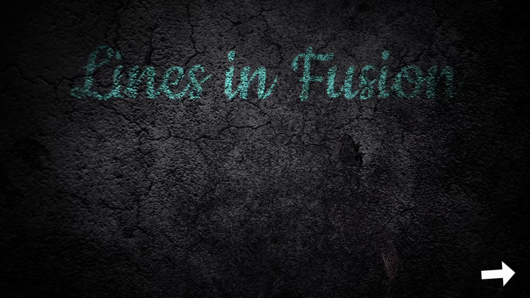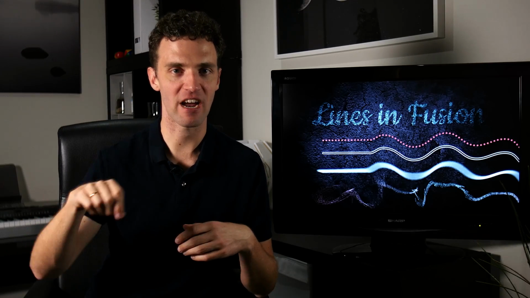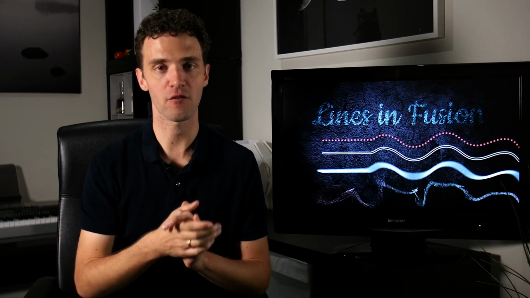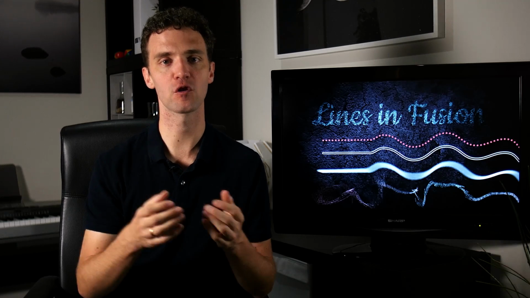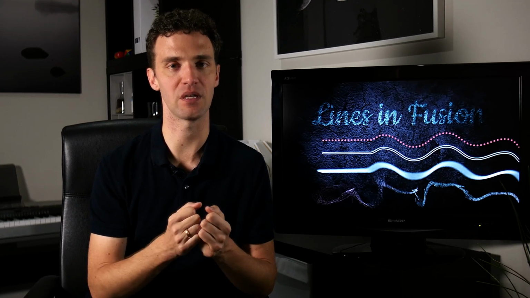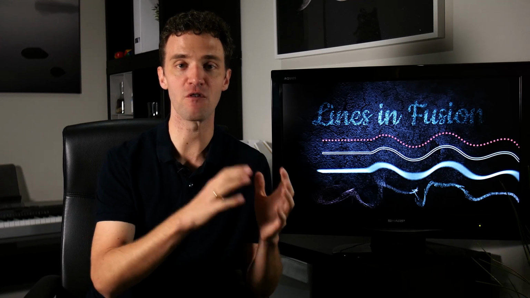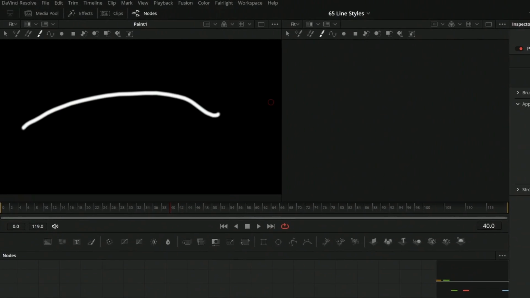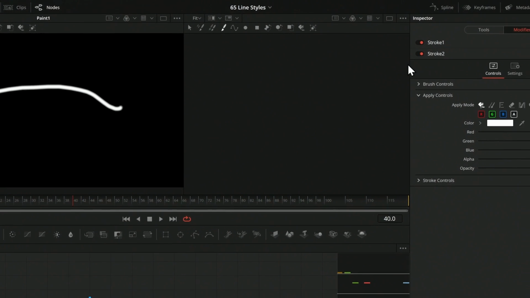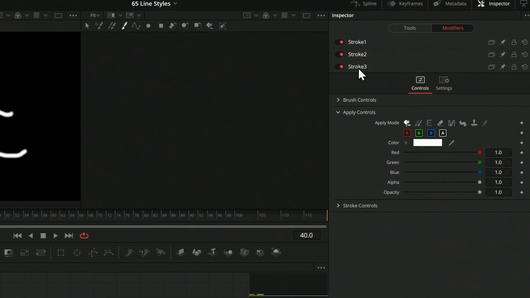From animated lines and vector graphics to handwriting effects, for all kinds of motion graphics it's important to have good command over drawing capabilities. So in this tutorial I will start with a quick review of the Fusion Paint node, and then I will go on to an intermediate level discussion about the paint modifiers.